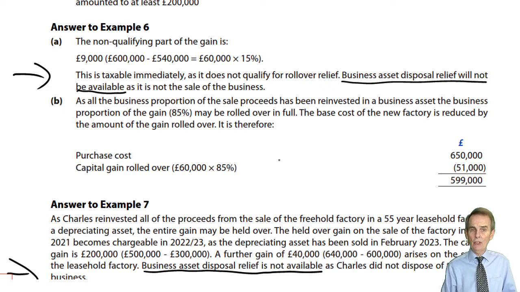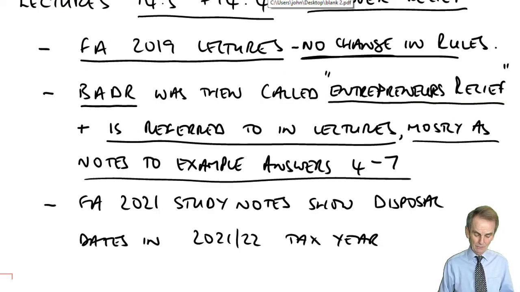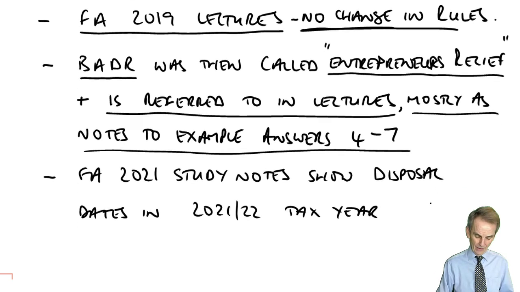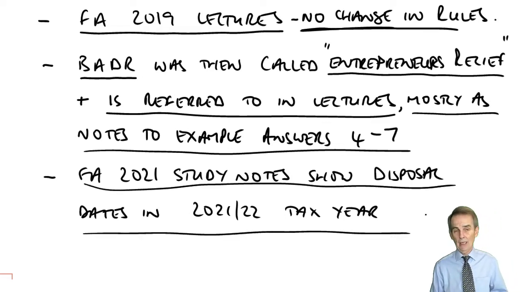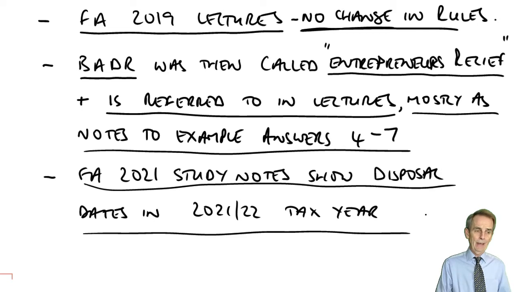So it's not a major issue, hence why, other than the terminology having changed, everything else is the same. So the next two lectures that you're going to see here in relation to rollover relief are exactly the same. The FA 2021 study notes will show, of course, disposal dates in those examples in the 21-22 tax year, as compared to the disposal dates which will be mostly in the, I think, 2021 tax year, in fact, shown on the screen in the lectures.